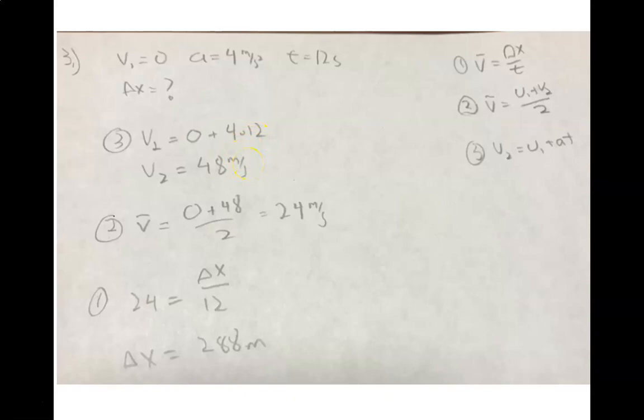Now that I know v2, I can plug that into equation number 2. V bar equals v1 plus v2 over 2. 0 plus 48 over 2 gives me 24 meters per second. Now that I know v bar and t, I can find displacement using equation 1. So v bar 24 equals delta x over t, and delta x equals 288.